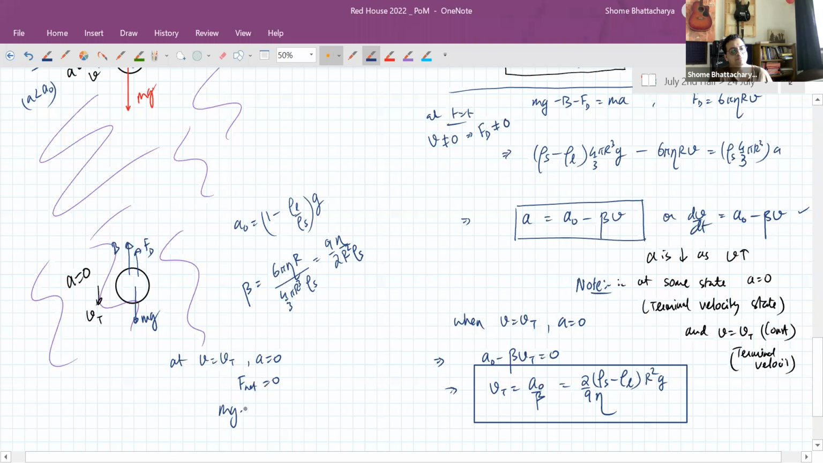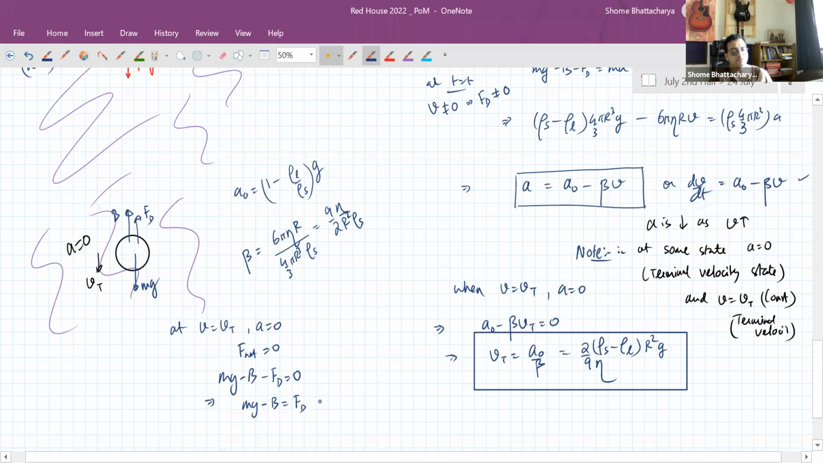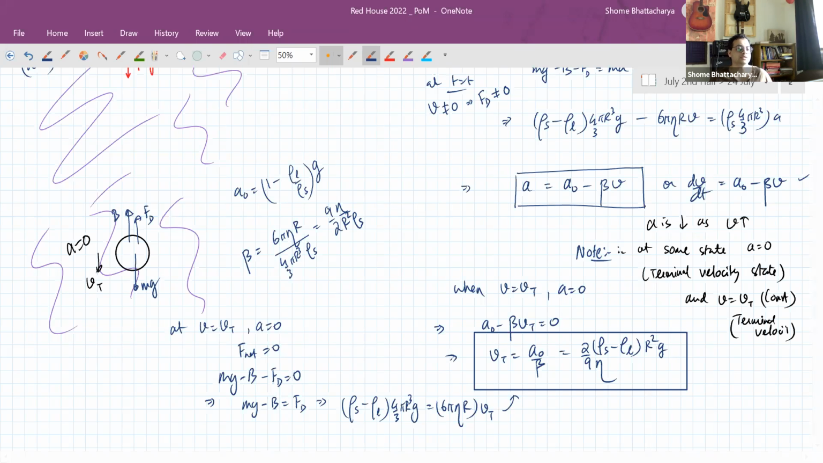So mg minus buoyant force minus drag force should become 0. So like the apparent weight should be balanced by the drag force. So it's very easy to generate this formula from this. Difference of densities into volume is equal to 6 pi eta r into that velocity in the terminal condition. So this is very easily going to give us the same thing.